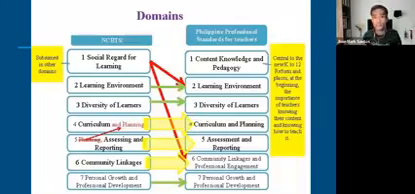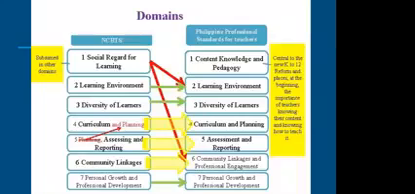So for PPST, number 1, we have the content, knowledge, and pedagogy. Number 2, we have the learning environment. Number 3, diversity of learners. Number 4, curriculum and planning. Number 5, assessment and reporting. Number 6, community linkages and professional engagement. And number 7, it's your personal growth and professional development. Okay, so yan. Next slide, ma'am, please. Thank you so much.